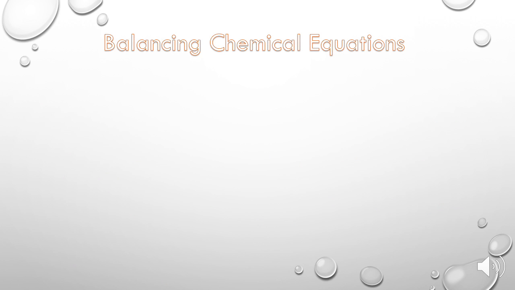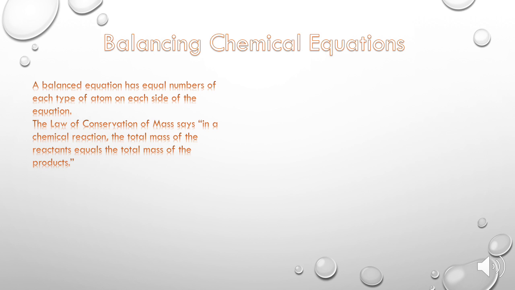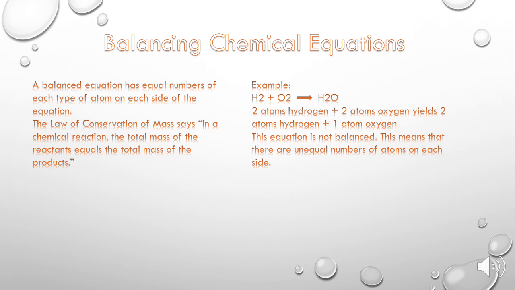Next, we will learn about balancing chemical equations. A balanced equation has equal numbers of each type of atom on each side of the equation. The law of conservation of mass says in a chemical reaction, the total mass of the reactants equals the total mass of the products. For example, H2 plus O2 equals H2O. 2 atoms of hydrogen plus 2 atoms of oxygen yields 2 atoms of hydrogen plus 1 atom of oxygen. This equation is not balanced. This means that there are unequal numbers of atoms on each side.